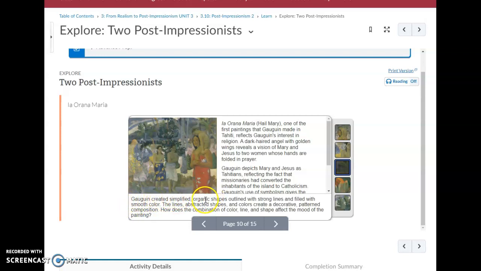He created simplified organic shapes outlined with strong lines and filled with smooth color. The lines, abstracted shapes, and colors created a decorative, patterned composition. How does the combination of color, line, and shape affect the mood of the painting? So all of these elements come together to create a decorative kind of patterned composition. So these leaves sort of make a pattern. The lines of the palm trunks make a pattern. All of these elements that he's using sort of come together and create that feeling.